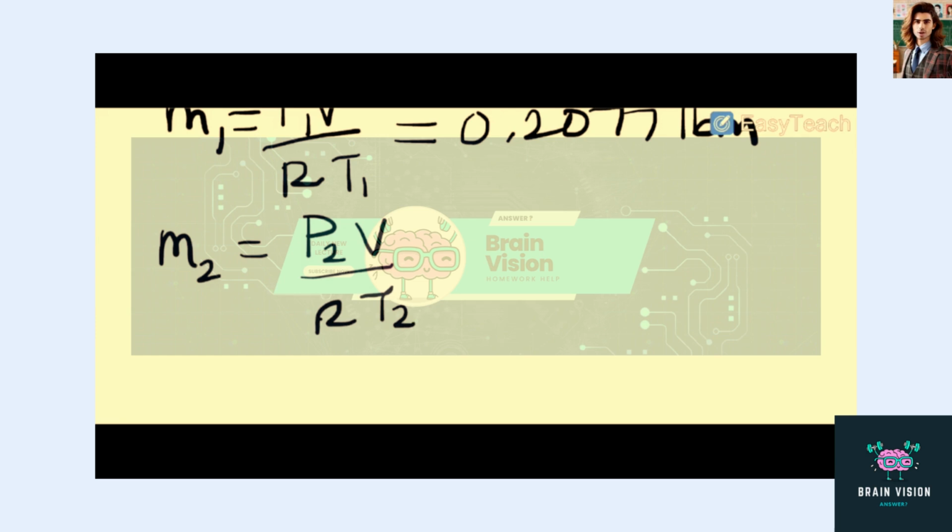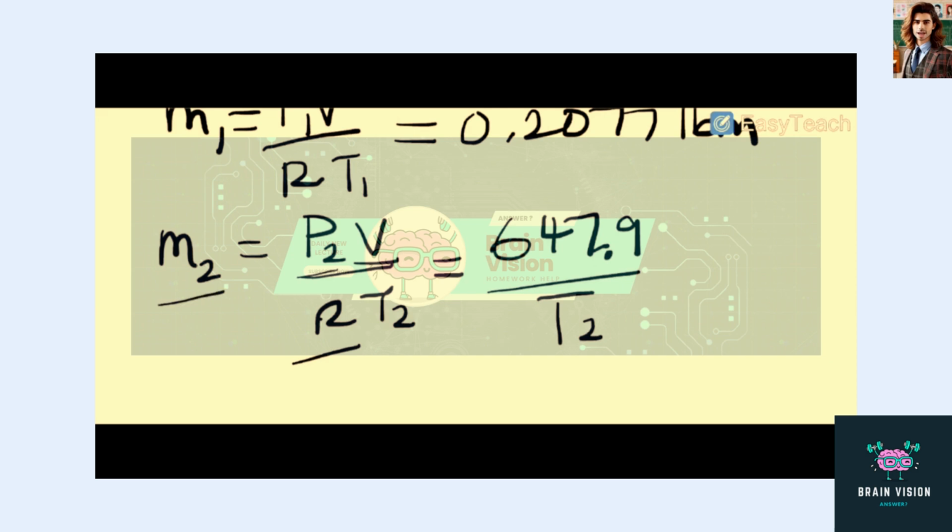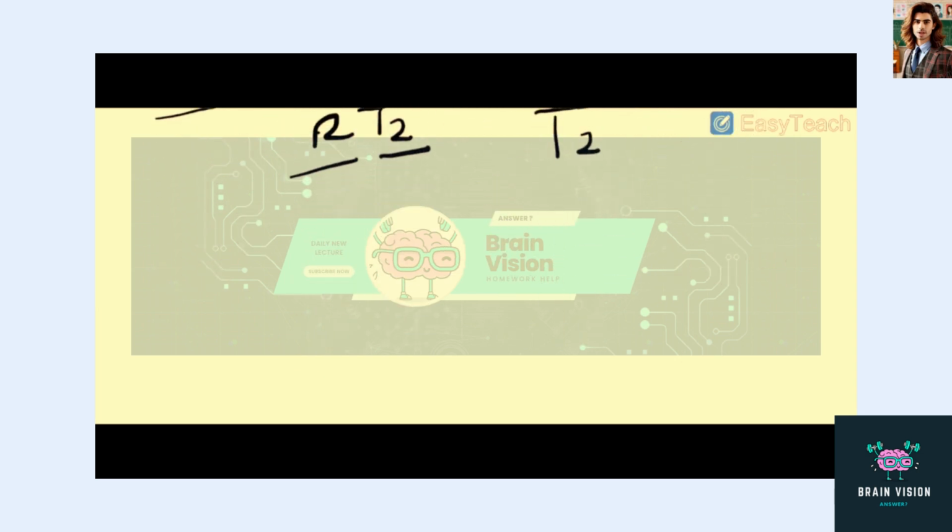The final mass is M2, which is equal to P2 V over R T2. Again, this is the ideal gas law rearranged. We know the final pressure, the volume, and the R value, and T2 is something we are going to solve for. So M2 is equal to 647.9 over T2, because we know P2, V, and R, while M2 and T2 are unknowns.